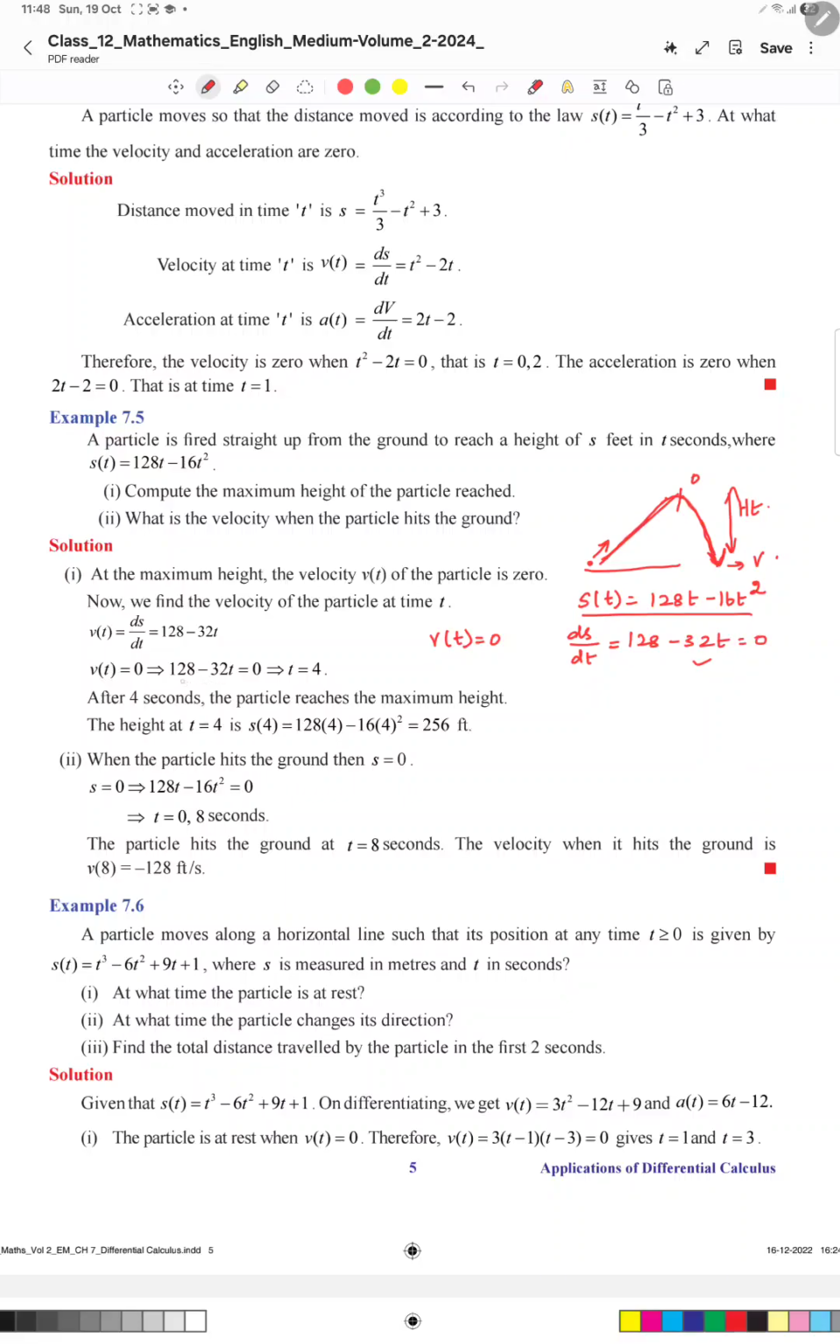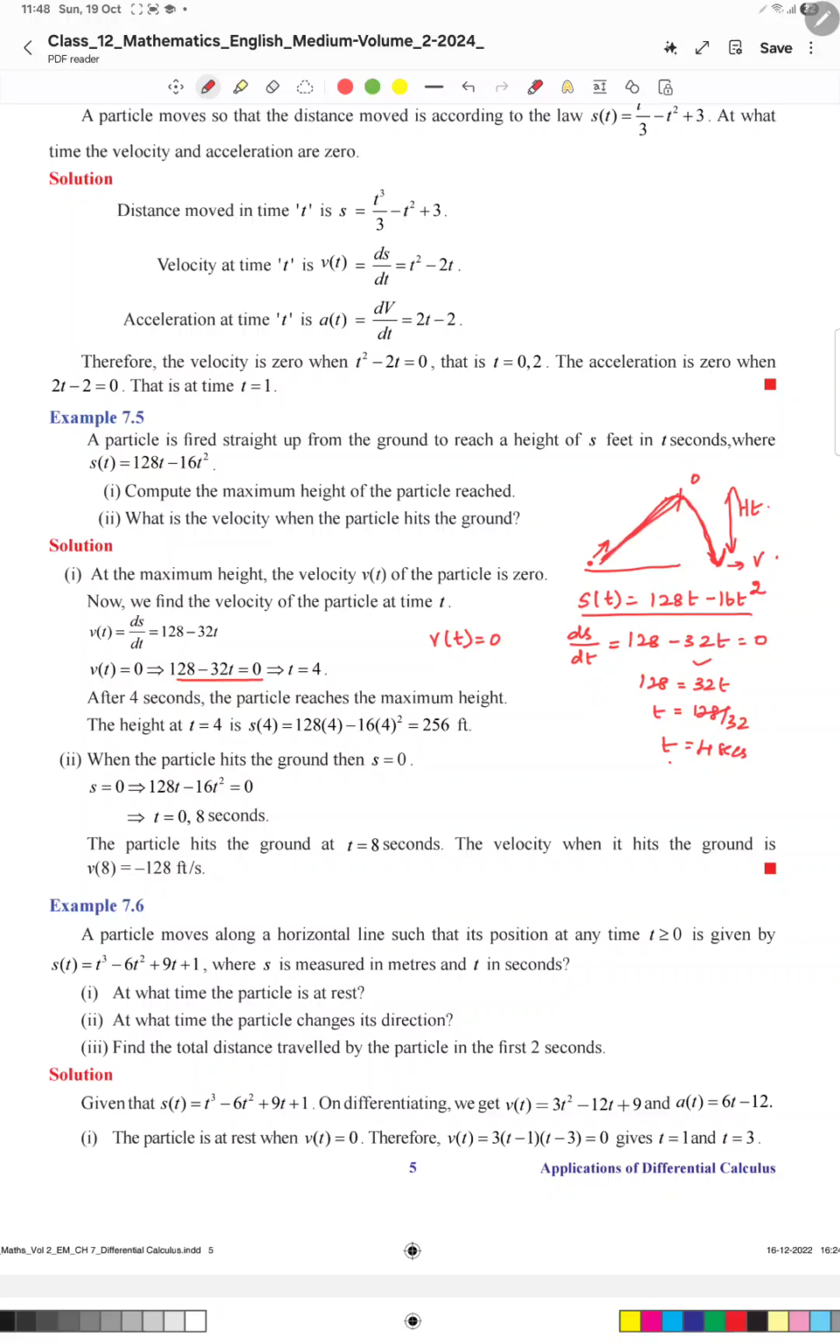So 128 minus 32t is equal to 0, which gives 128 equal to 32t. So t is equal to 128 by 32. That is nothing but t is equal to 4 seconds. So when the time was 4 seconds, the particle reached the maximum height and the velocity is 0. But now they have asked for the maximum height, right?